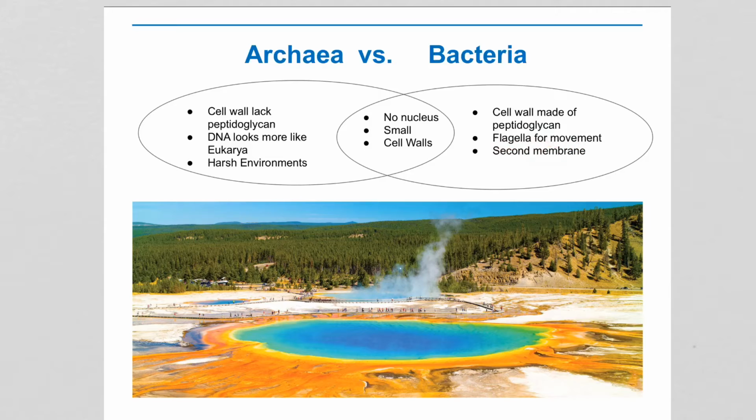Bacteria have flagella for movement. That's that little tail that helps them move around. Archaea's DNA, if you look at it, looks a lot more similar to eukarya DNA, which again, eukarya are multicellular organisms and everything else. And the other thing too is that archaea love to live in very harsh environments. Here we have a pool, a hot spring. Archaea are going to love to live in this high temperature. Bacteria can't live at that.